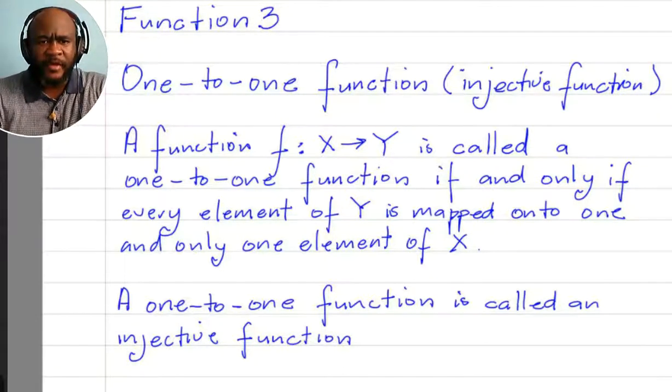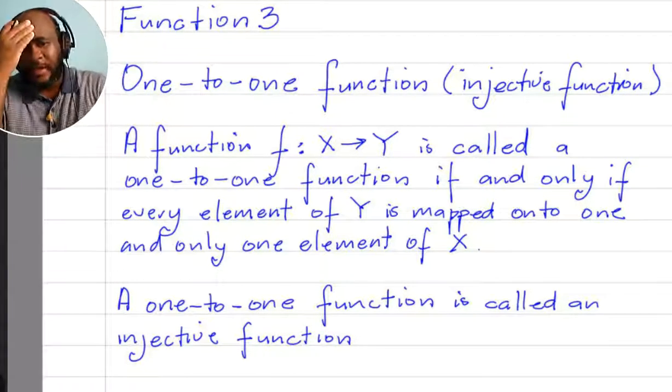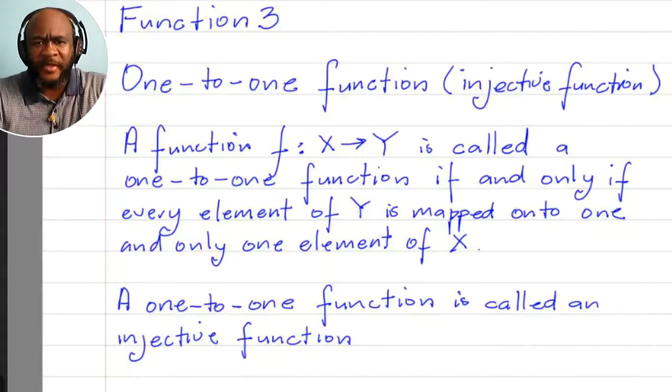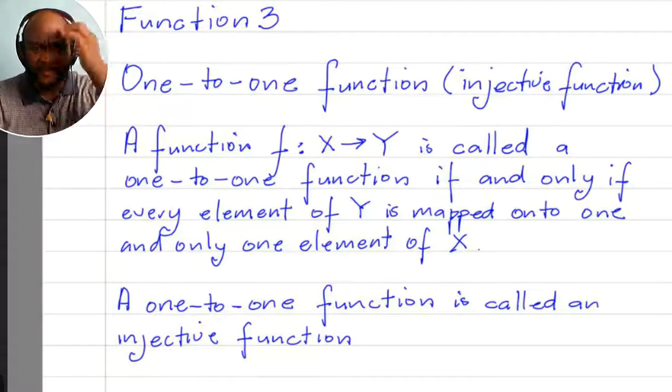Function 3, one-to-one function or an injective function. So a one-to-one function is called an injective function. Now a function f such that a domain element x is mapped onto the codomain elements y is called a one-to-one function if and only if every element of y is mapped onto one and only one element of x.